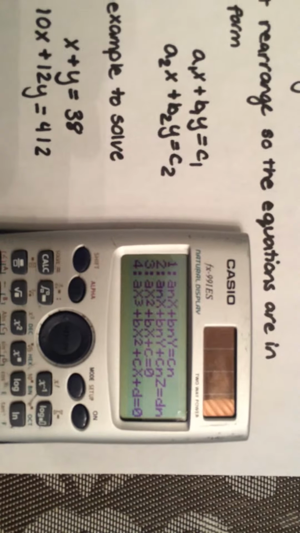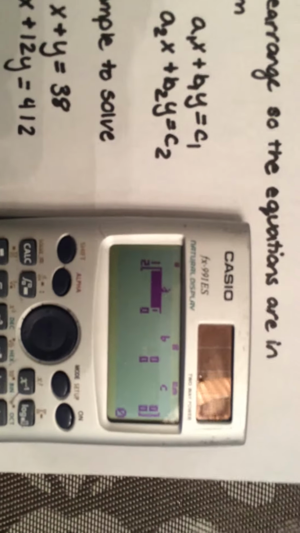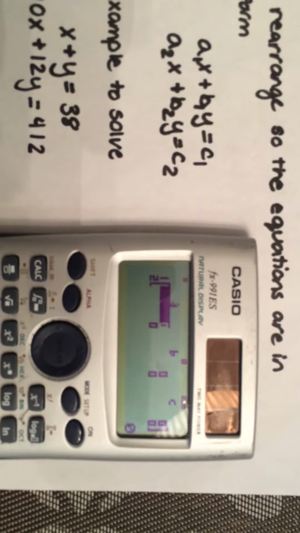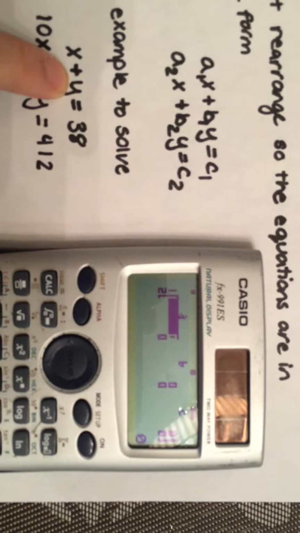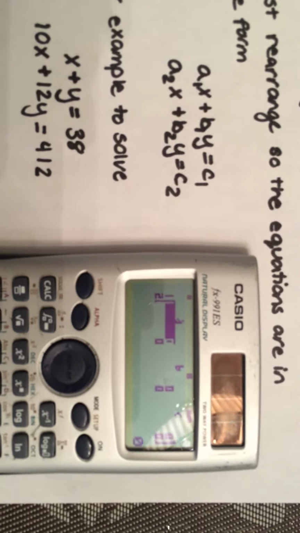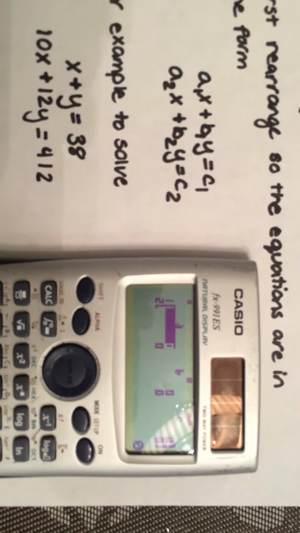Select 1. You should see that there's room for 2 equations. You're going to go to your equation. The values in front of your x and y are going to go into a and b. So in front of here is 1.